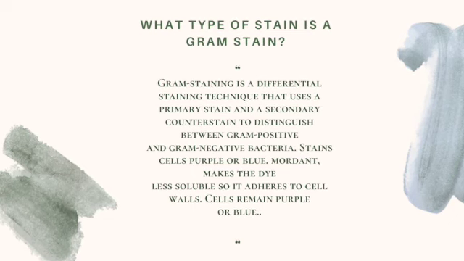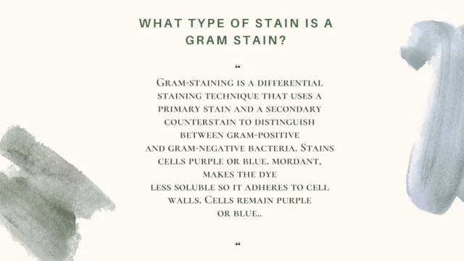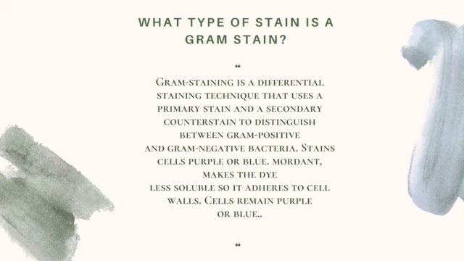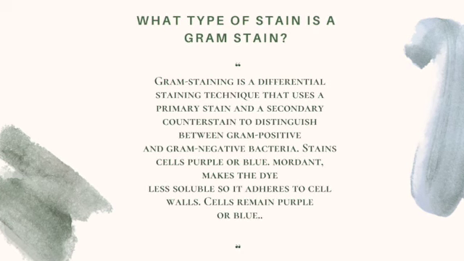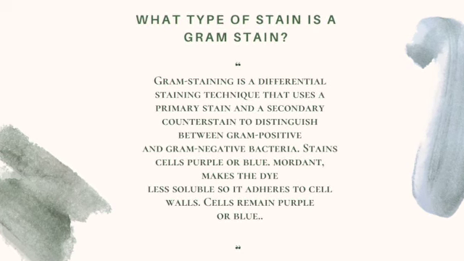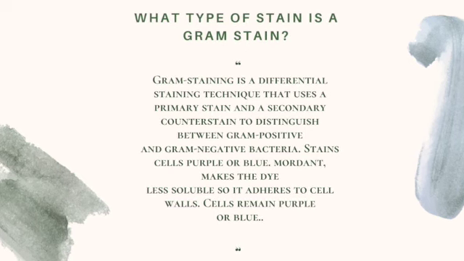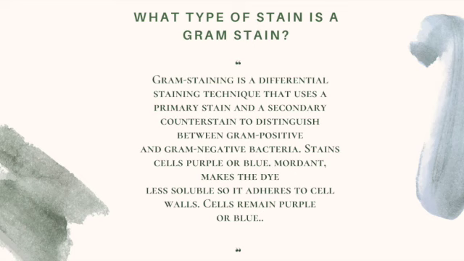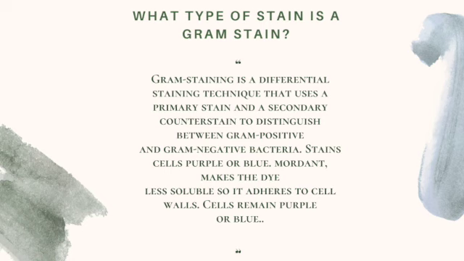So as you can see, I'm just explaining again how Gram staining differentiates between cells, whether it's a gram-positive bacteria or a gram-negative bacteria, and how the colors would indicate if it's positive or negative, and how the dyes work by adhering to the cell walls.